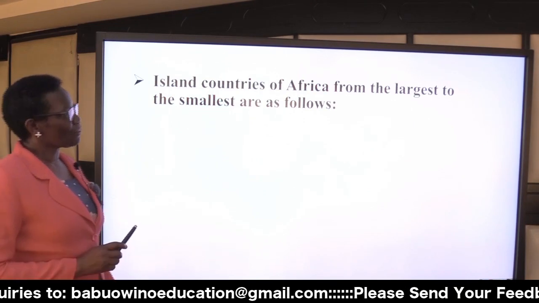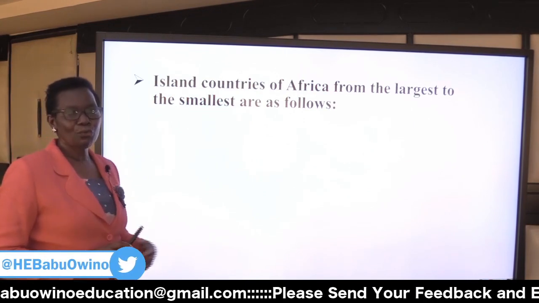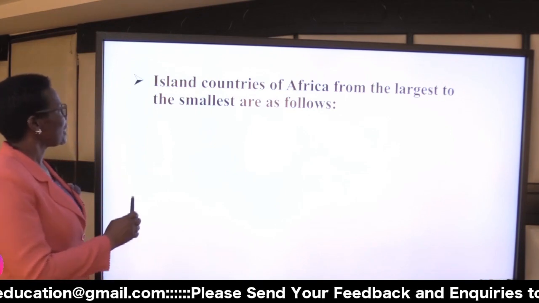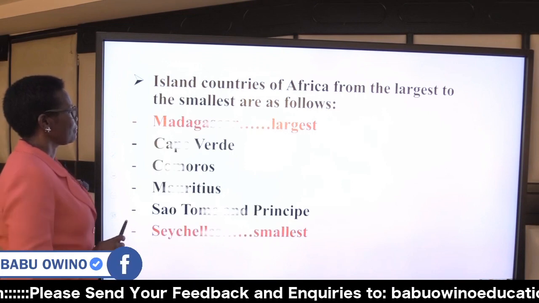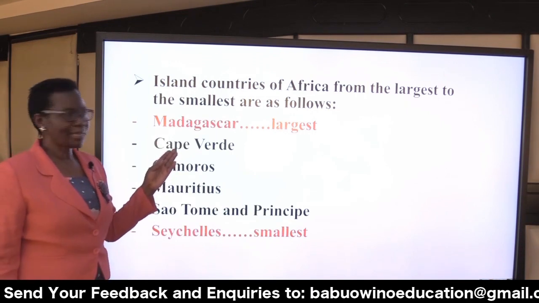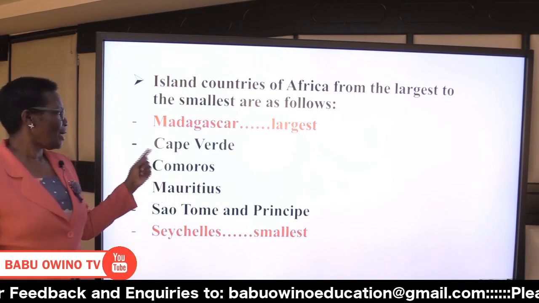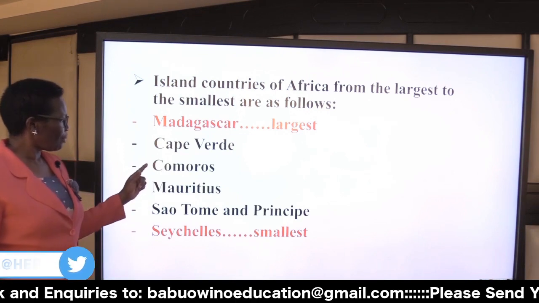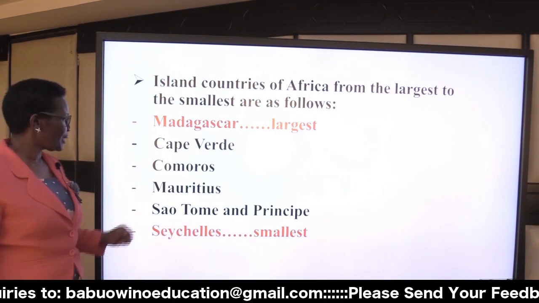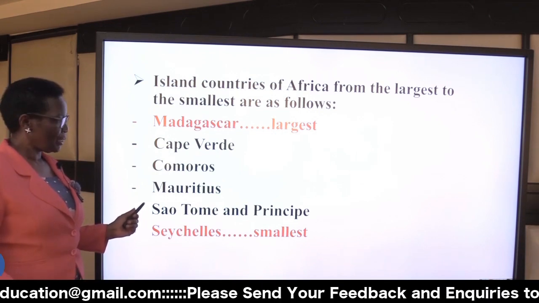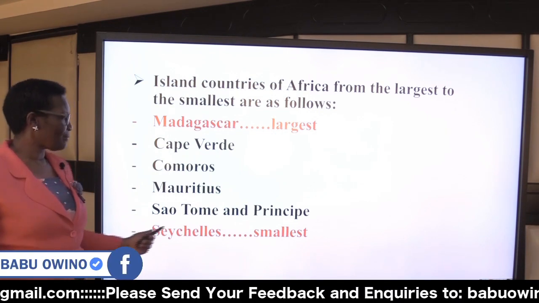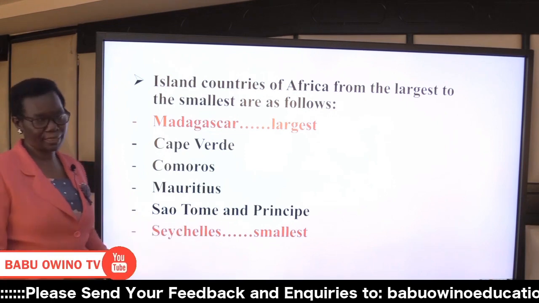So island countries of Africa, I want to show you from the largest to the smallest, they are as follows. We have Madagascar, is the largest. Then we have the Cape Verde. We have Comoros, we have Mauritius, we have Sao Tome and Principe. These ones are 2. Then they normally combine together. Then we have the Seychelles, which is the smallest.